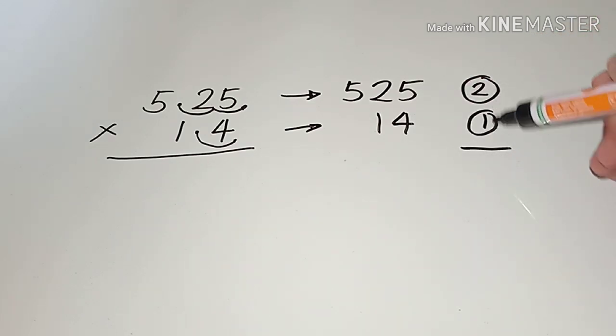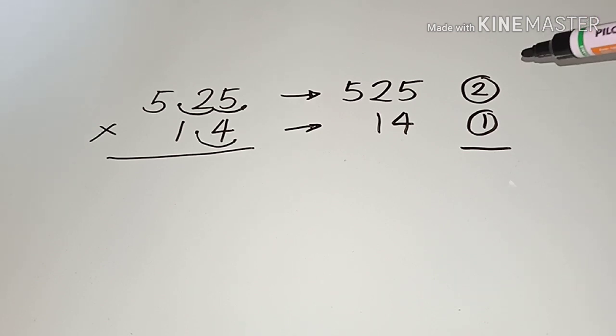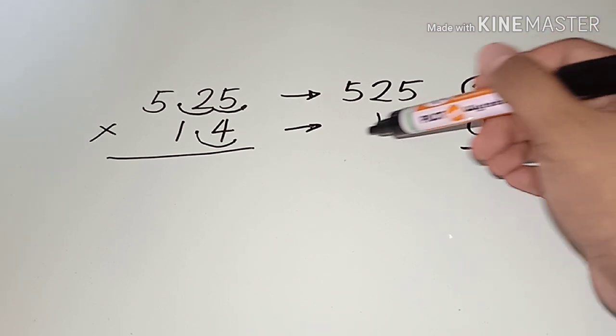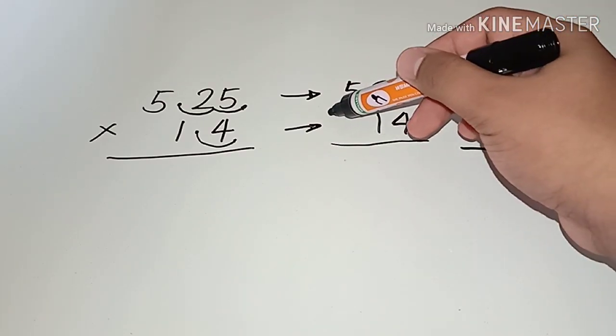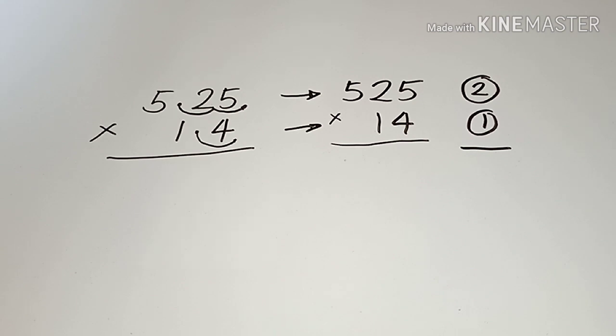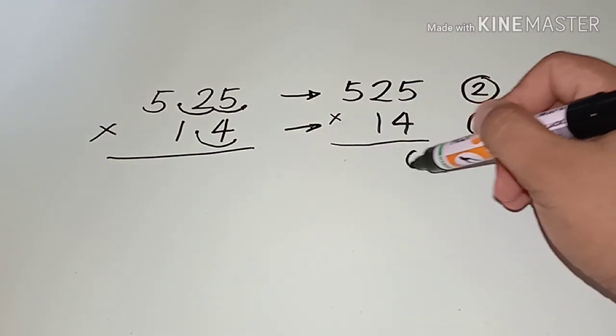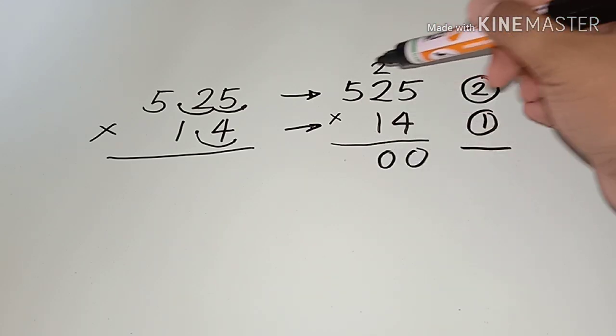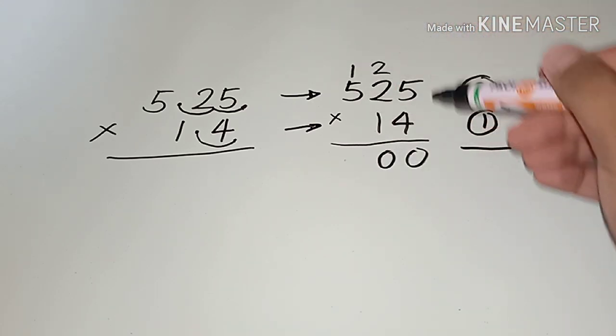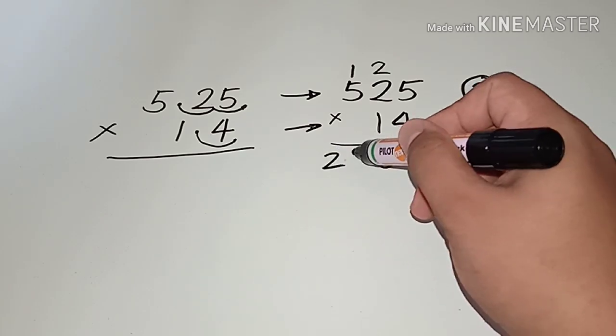It's very important for you to know how many places you moved both numbers, because you have to add those numbers, and that will tell you how many places you're going to move to the left later on. So now let's multiply 525 times 14. 4 times 5 is 20. 4 times 2 is 8 plus 2 is 10. 4 times 5 is 20 plus 1, it's 21.